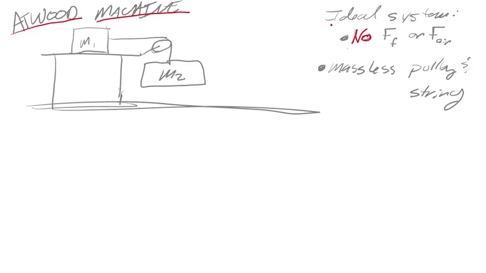Okay, first of all, you've got mass 1 and mass 2. They're connected by a pulley on a table. This is an ideal system. That means there's no force of friction. And this F subscript air, that's air resistance. That'd be a good thing for me to ask to see if you were listening with sound.